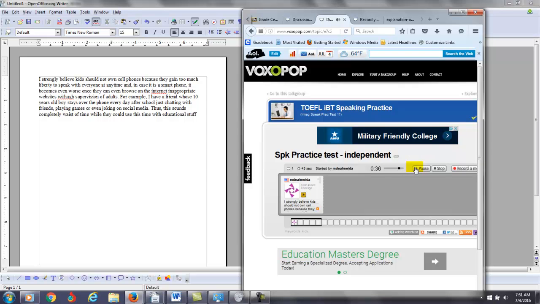For me, it sounds completely like a waste of time while they could use this time with educational stuff. Okay, so I think here you didn't even go to the next support point, which was the inappropriate websites. That's your second supporting point. So if you can't get to that second point, then just focus on one idea.